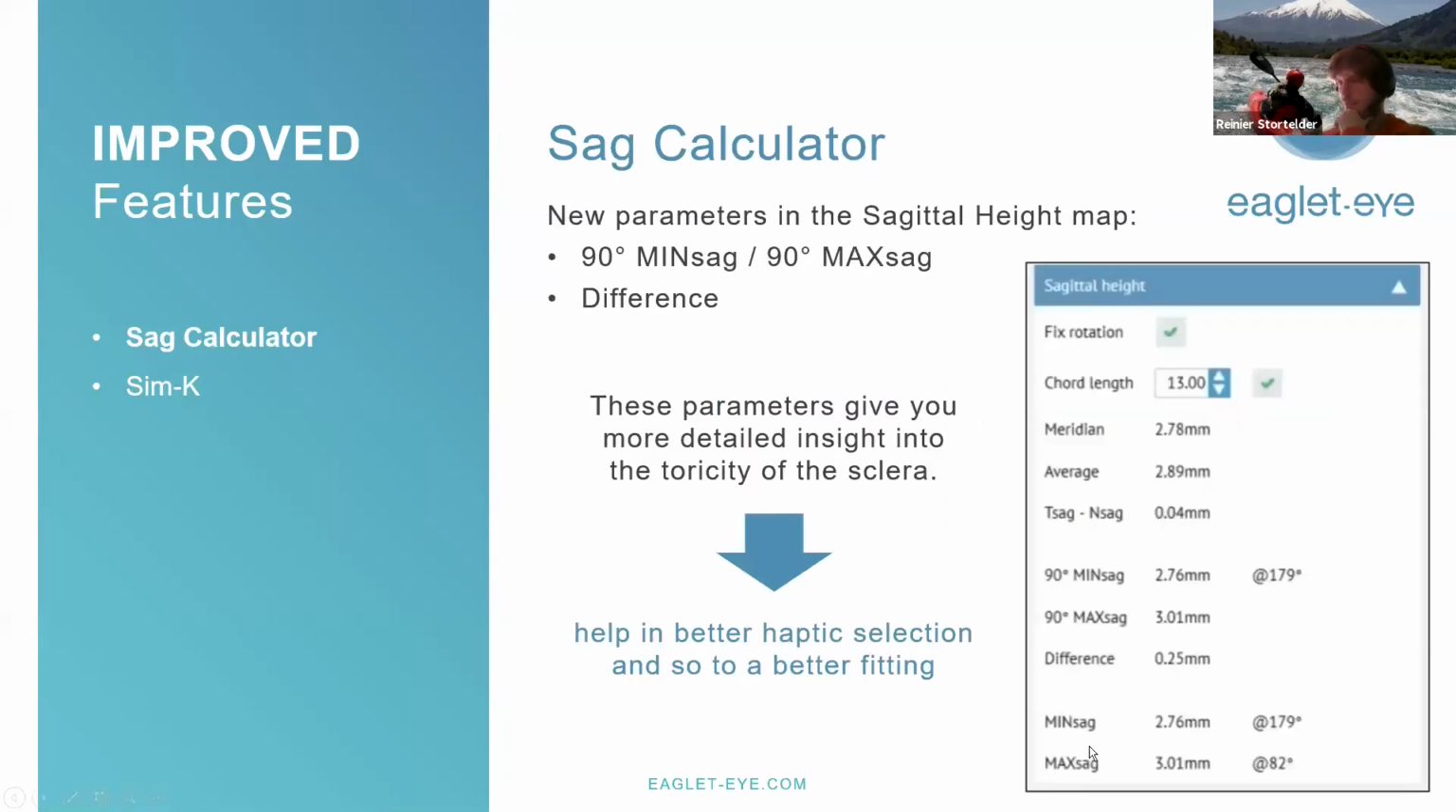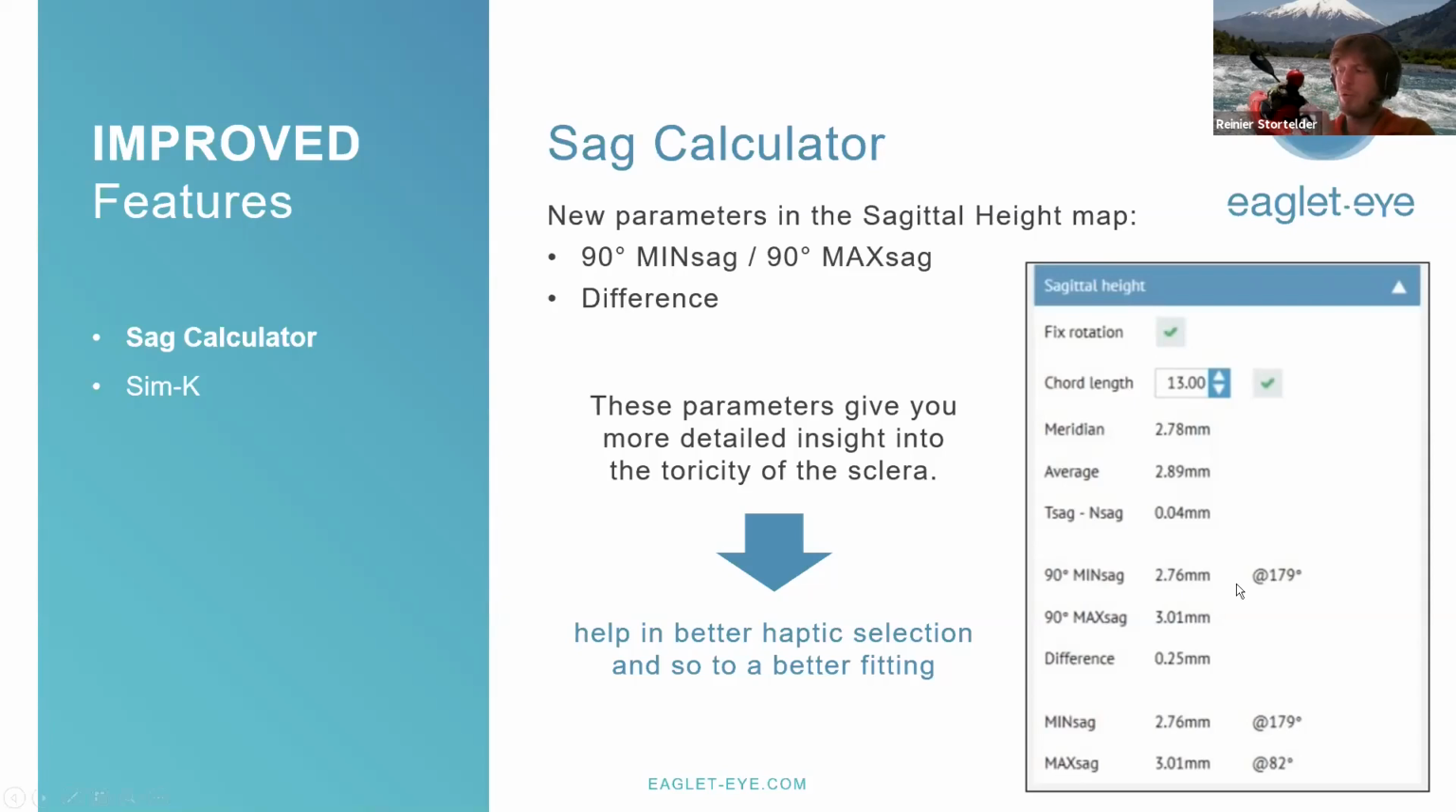To look at the toricity of the sclera, I always told that first of all, check if the min sac and the max sac are more or less orthogonal. And after that, take the difference between these values, and that's the sagittal height difference. That was mostly correct, but at the moment that the min sac and the max sac were not more or less 90 degrees apart, you could not apply that rule.